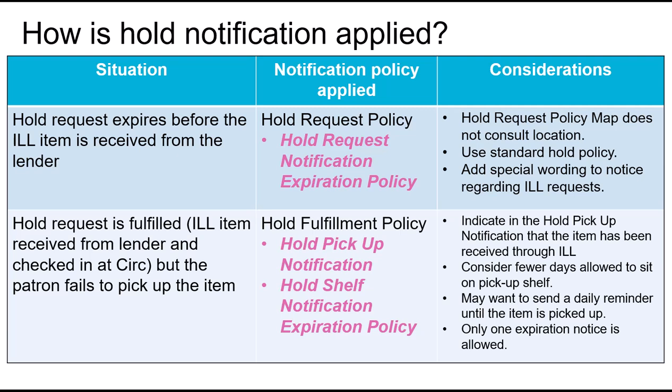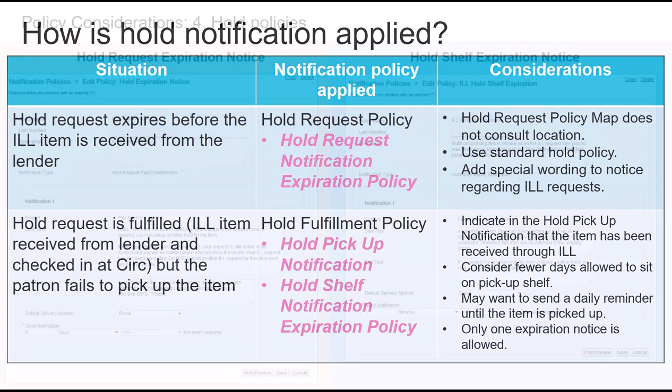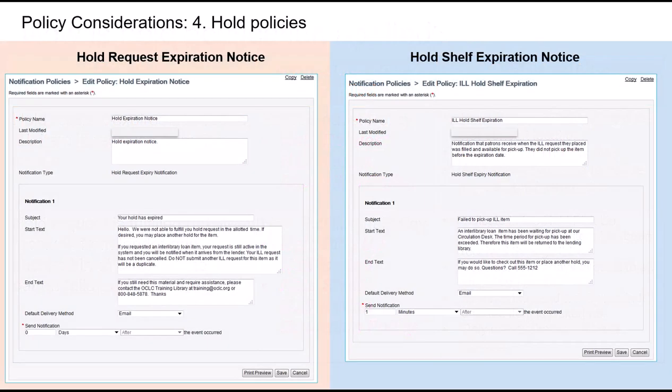The notification sent as part of the hold fulfillment policy included a notice sent to patrons when the item has been checked in at circulation and is ready for them to pick up, and the reminder notes if they fail to pick up the item. As mentioned before, there are two hold policies, hold request and hold fulfillment. Both policies include notifications which can help keep your patrons informed of the status of their ILL request and actions they need to take.